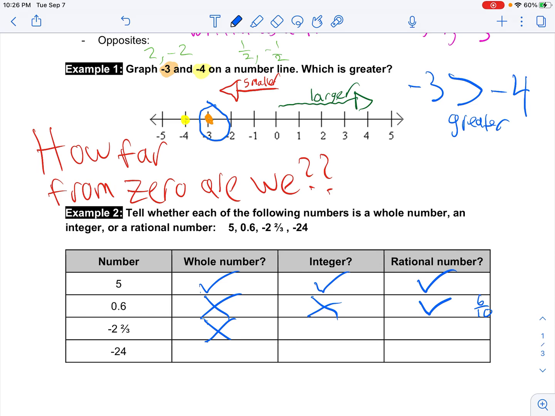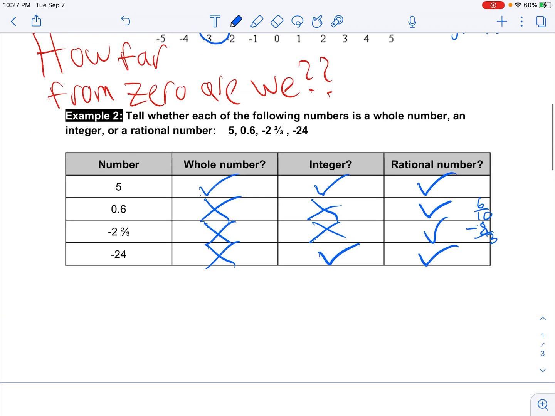-2 2/3, definitely not a whole number. Negative numbers sometimes are integers, but it's got to be a positive or negative whole number, so that doesn't count. But it is a rational number. It is a fraction itself, and if we wanted to make it an improper fraction, it would be -8/3. So that's another possibility. -24 is not a whole number, but it is an integer. Therefore, if it's an integer, it absolutely has to be a rational number.